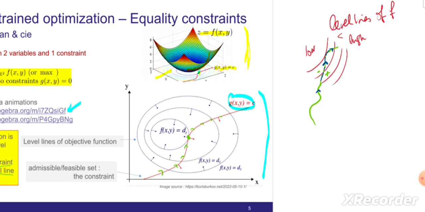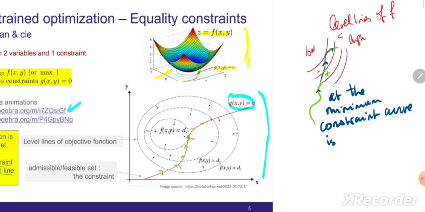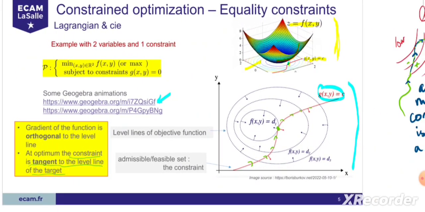So this is it. At the minimum, or at the maximum, we're looking at the maximum, we have that the constraint curve, in that example, is tangent to a level line. Okay? So that's actually the basis of all the reasoning on constraint optimization, all right? At your optimum value, your constraint curve is going to be tangent to the level line.